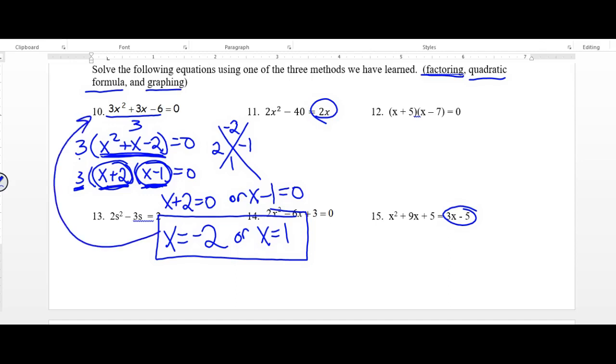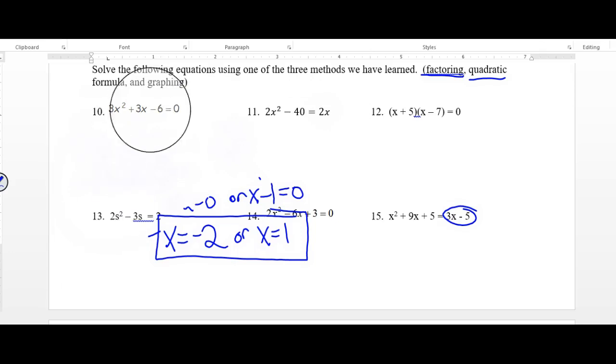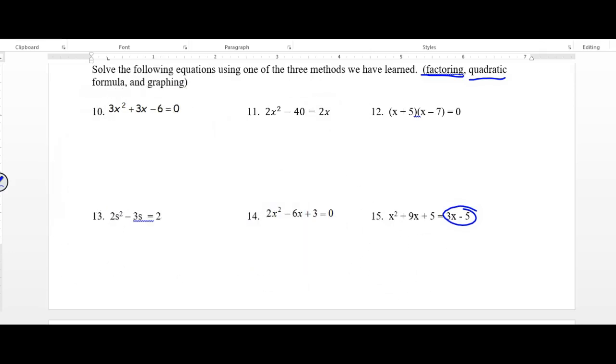That is factoring. This works well on some problems, but not all quadratic equations are factorable. So this is not really a reliable method. Number 2, we're going to solve that one by graphing. In order to graph, we have to have it equal 0. So I need to cancel that out. 2x squared minus 2x minus 40 equals 0.